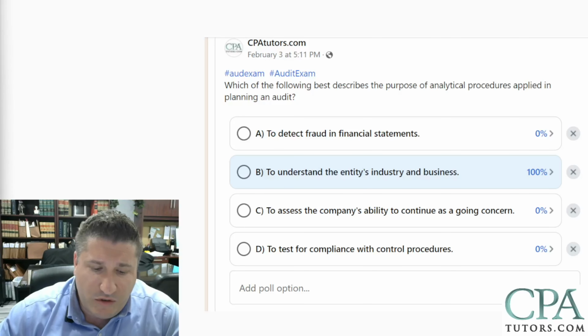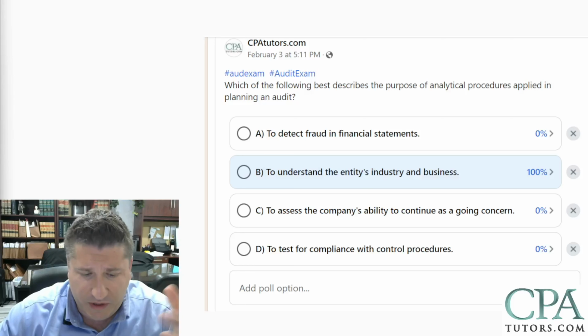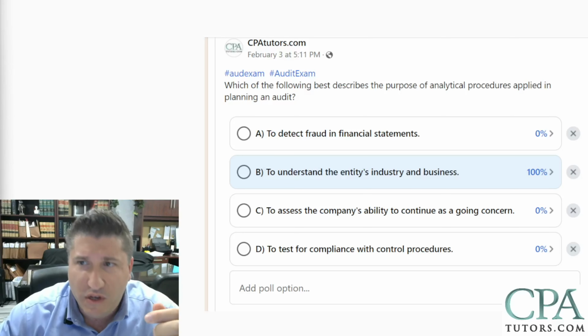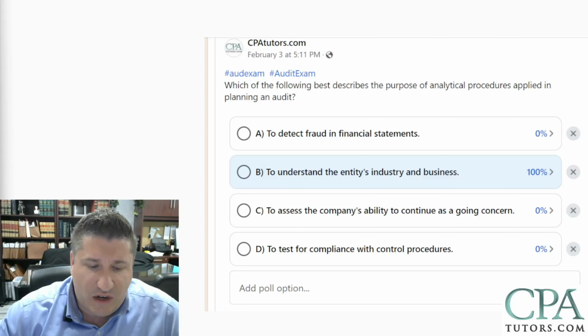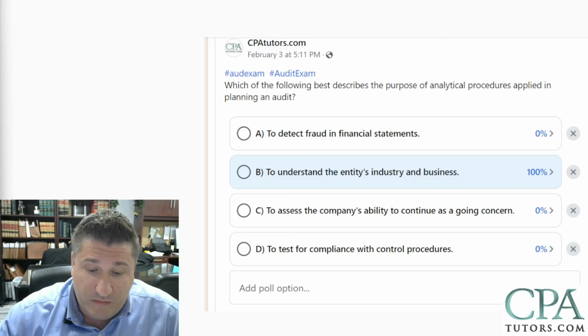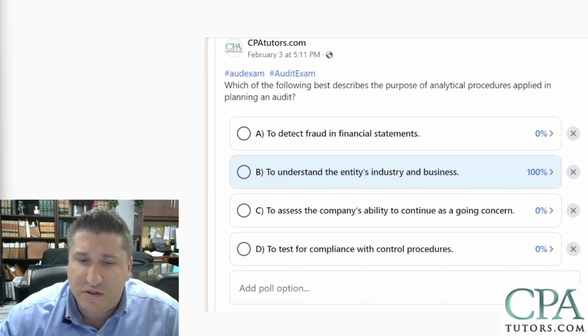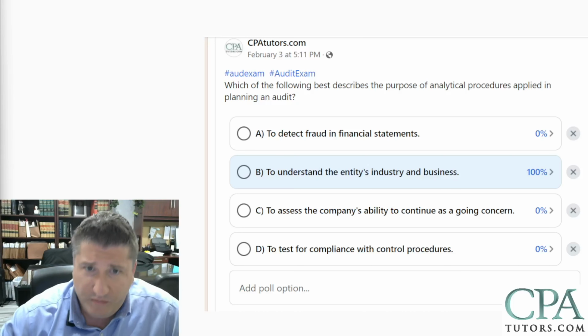So what we posted here was a multiple choice question. The last one that we did, actually, we've been posting a few through the weeks. This one specifically is on analytical procedures in the planning of the audit. So what I'm going to do is read the question and then go over it.